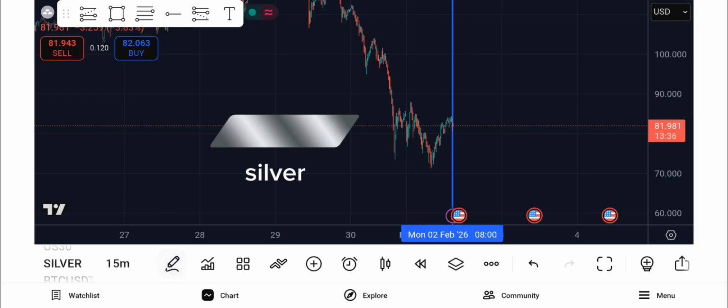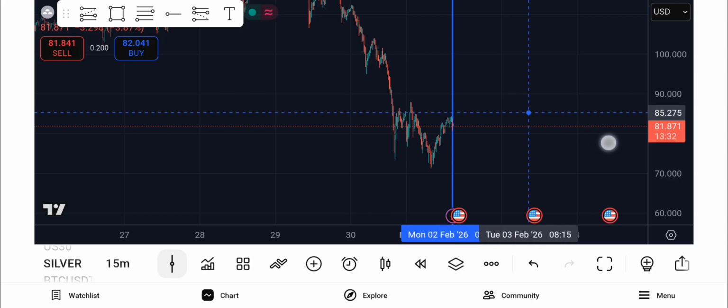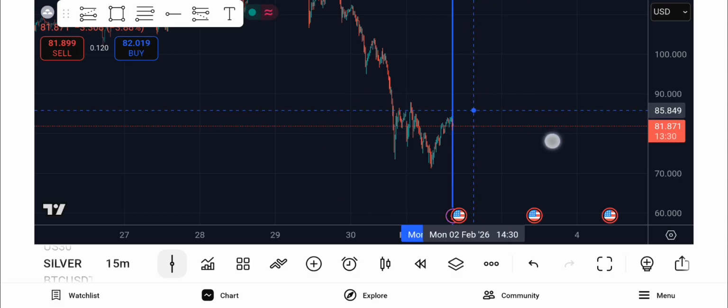If you trade silver and you miss this setup, you're leaving money on the table. Watch closely, because this move repeats more than you think.